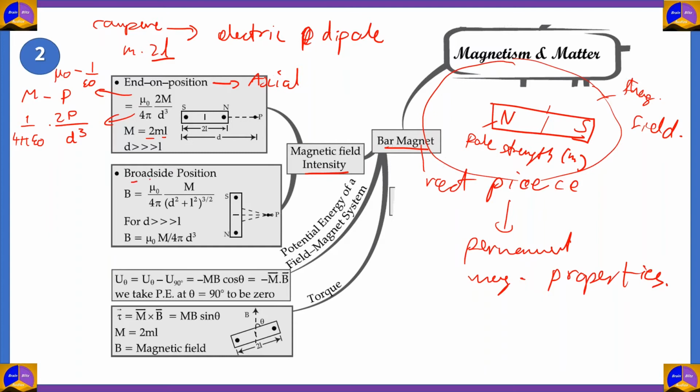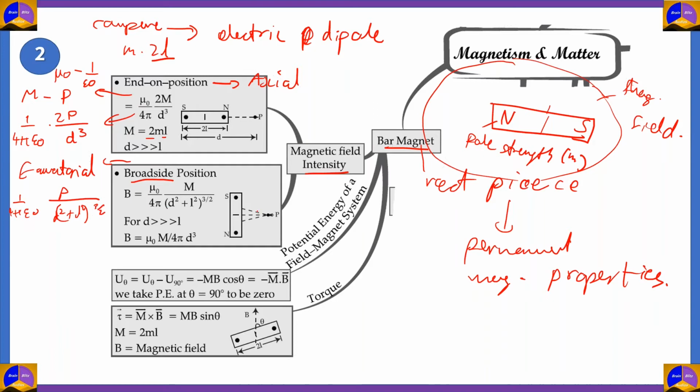Now, the next position is broadside. Now, this is close enough to the equatorial position for an electric dipole. So for broadside position, the magnetic field at a point P is given as mu naught by 4 pi times m divided by d squared plus l squared raised to 3 by 2. Again, when we substitute, we'll get 1 by 4 pi epsilon naught times p divided by d squared plus l squared, the whole raised to 3 by 2.